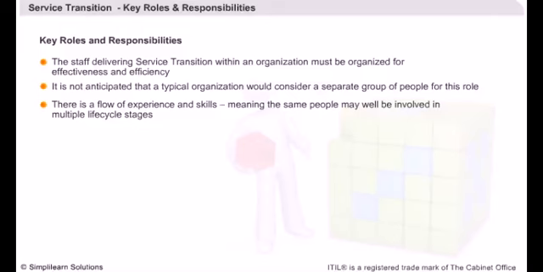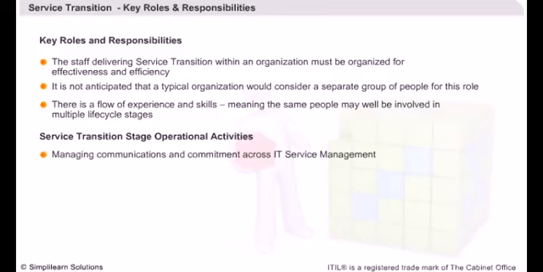Key roles and responsibilities of service transition: the staff delivering service transition within an organization must be organized for effectiveness and efficiency, though it is not anticipated that a typical organization will consider a separate group of people for this role. Also, there is a flow of experience and skills, meaning the same people may well be involved in multiple lifecycle stages. Service transition stage operational activities involve managing communications and commitment across IT service management.